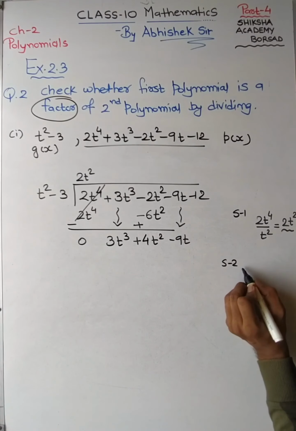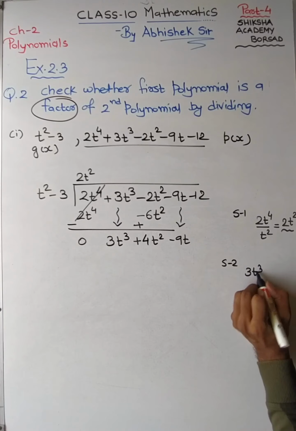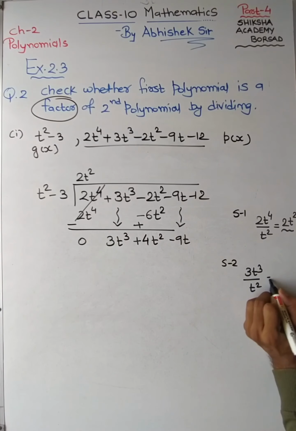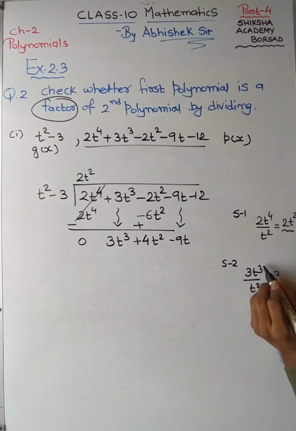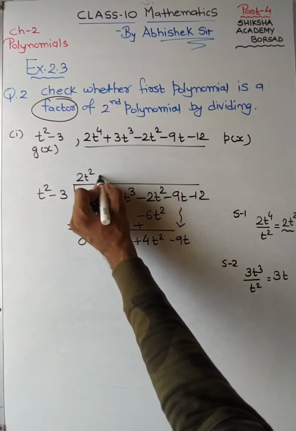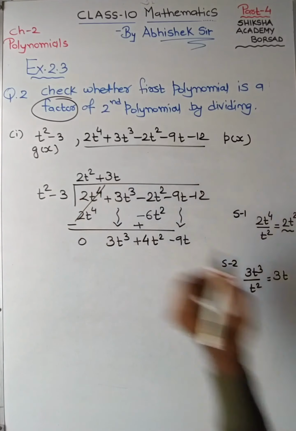Step number 2. 3t cube upon t square. First term is 3t cube, then first term is t square. So 3 will be remaining. T raised to 3 minus t raised to 2 is 3t. So here we'll write 3t.